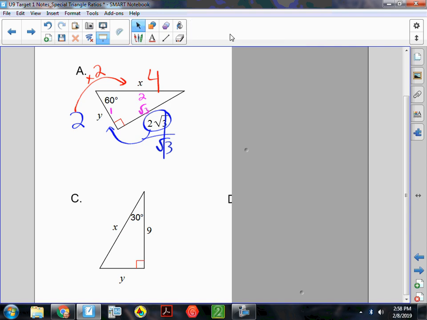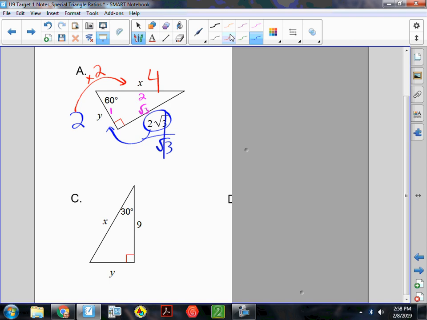This last one requires a little bit of work, like one of the examples from before in the first video, because what I need to do to get the y value is I need to divide by square root of 3. 9 divided by square root of 3. But we don't want to leave the answer like that. So what we talked about in the first video is that you can multiply the square root by itself. That's a way to rationalize the denominator.